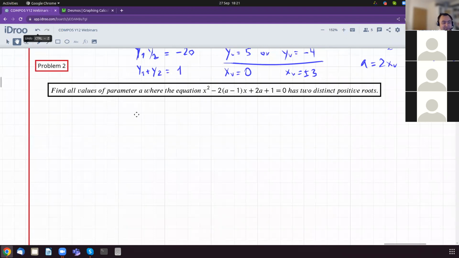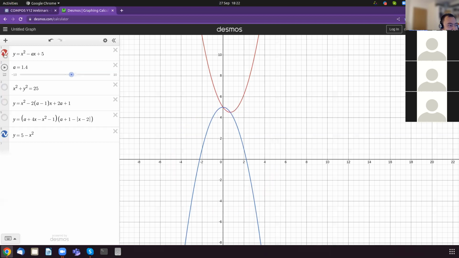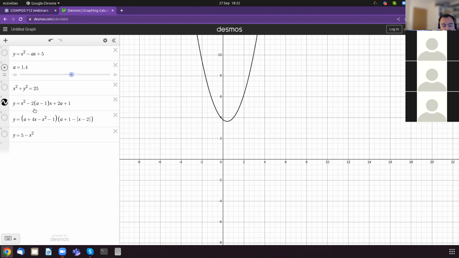Find all values of the parameter a where the equation x squared has two distinct positive roots. Okay, so this is a quadratic equation. We could cheat right away and just draw this in Desmos. Here's the parabola. It needs to have two positive real distinct roots. That means it has to cross the x-axis twice, and in both cases the x's have to be positive.